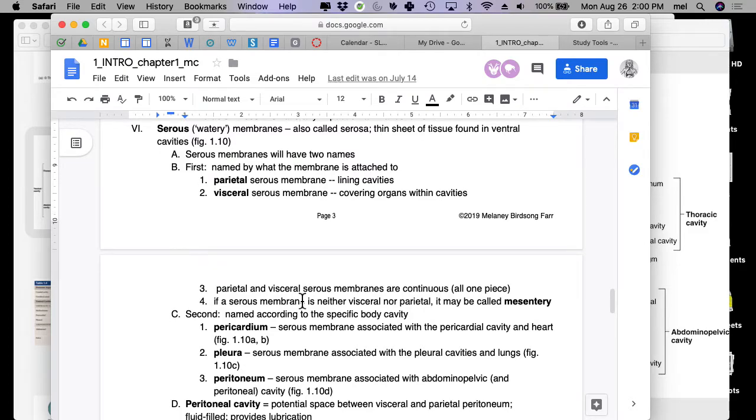Serous membranes. Okay, so here's the deal in the ventral body cavity.